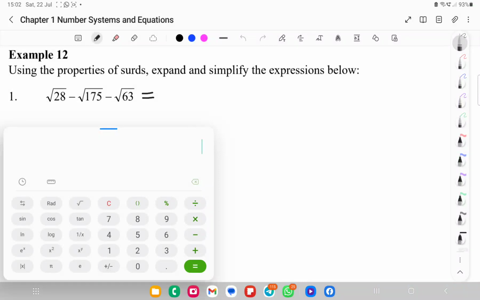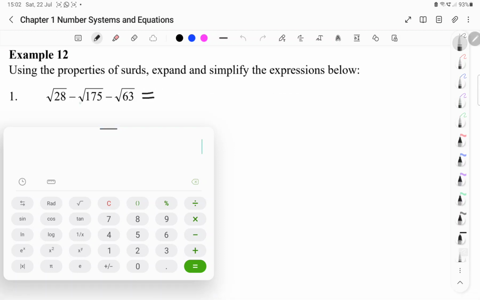In this video, I would like to share with you how to solve example 12. By using the properties of surd, we have to expand and simplify the given expression. So what does it mean? It means that we have to rewrite 28, 175 and 63 as a multiplication of several numbers.